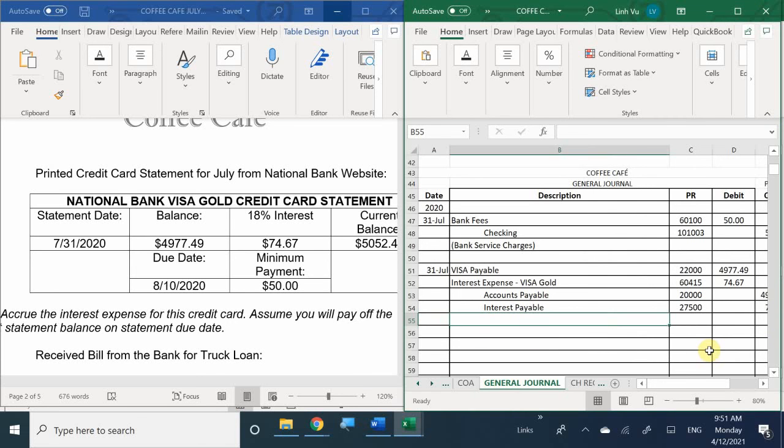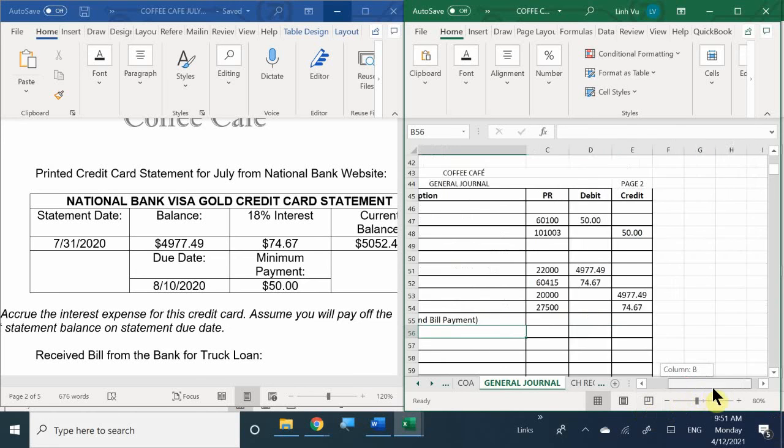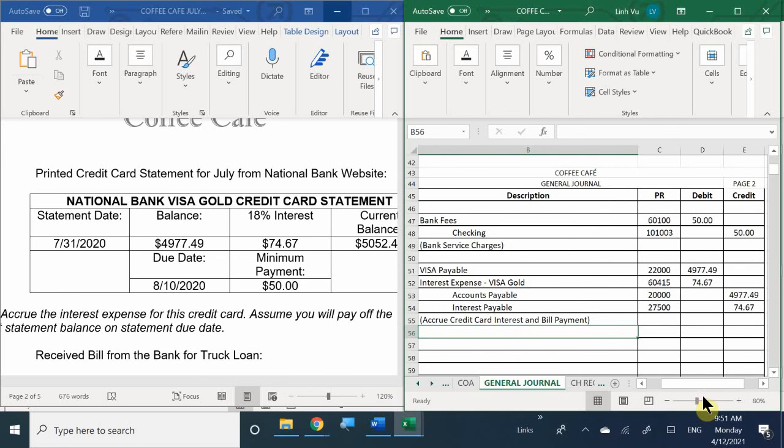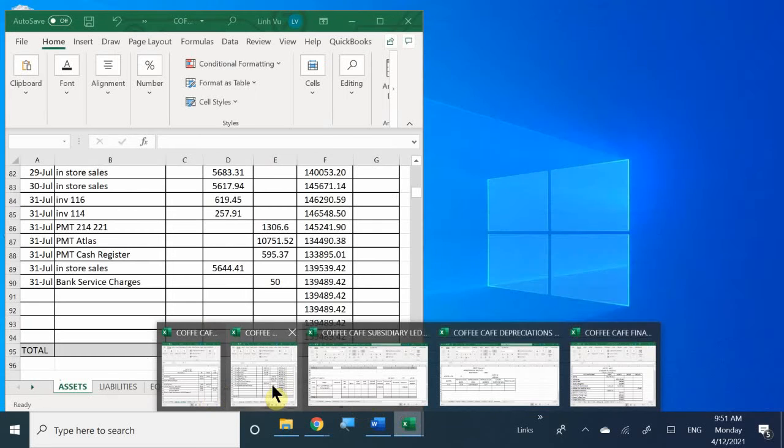Okay? And then I'm also going to write here: accrue credit card interest and bill payment. Okay. All right, there it is. So now I'm going to go ahead and plug these numbers into my general ledger.